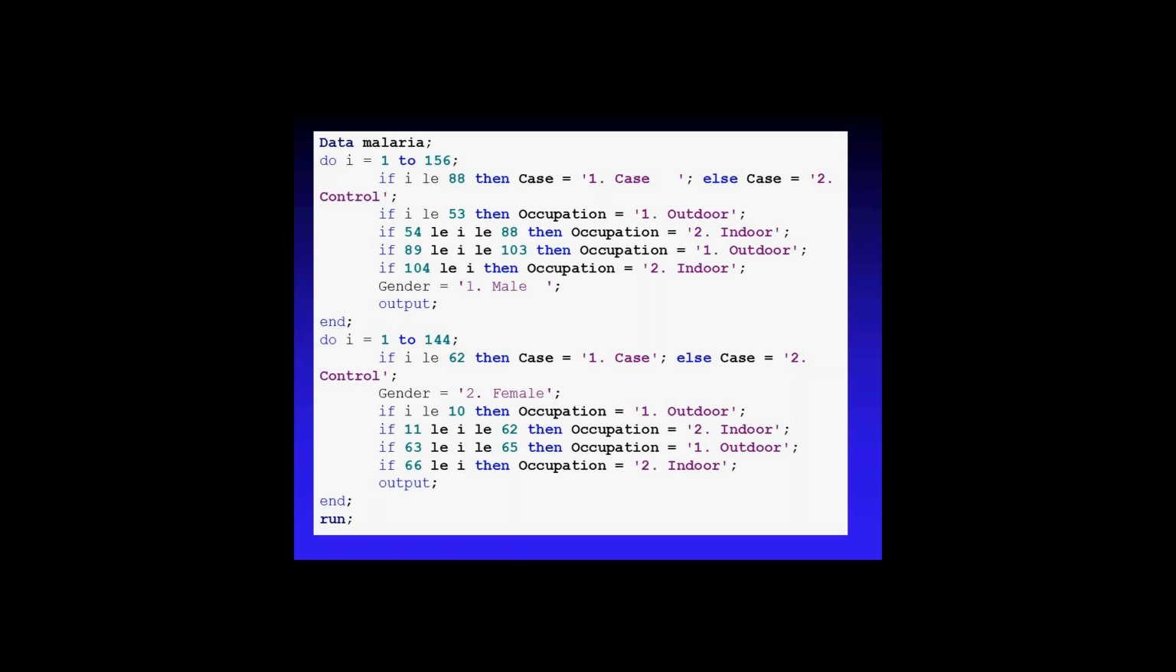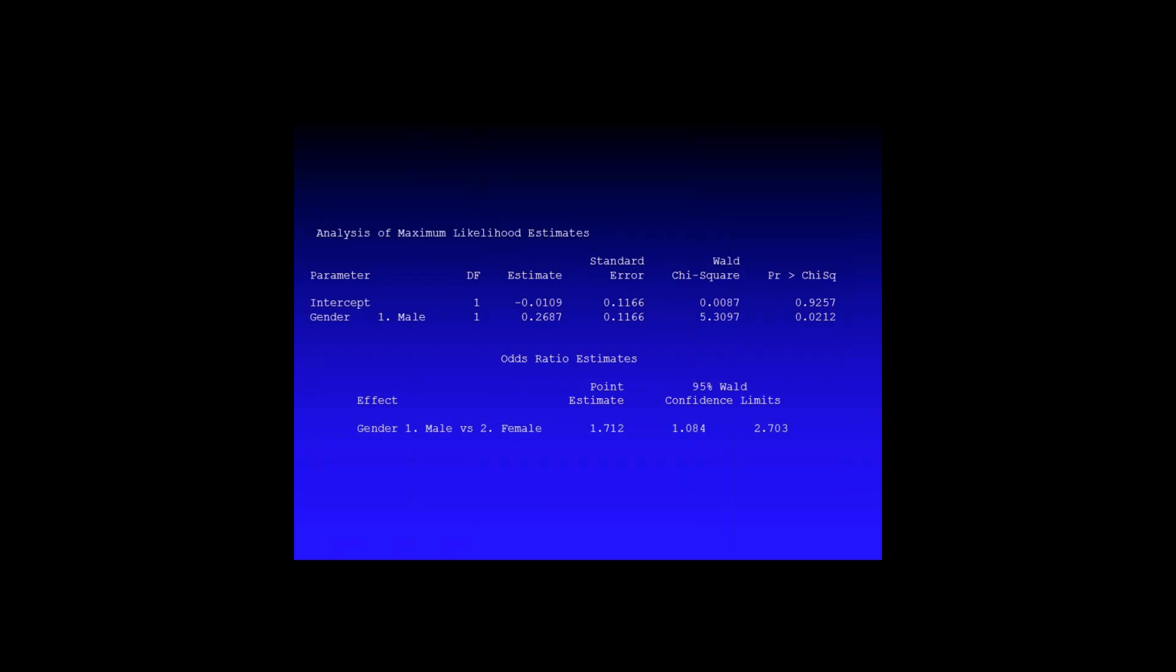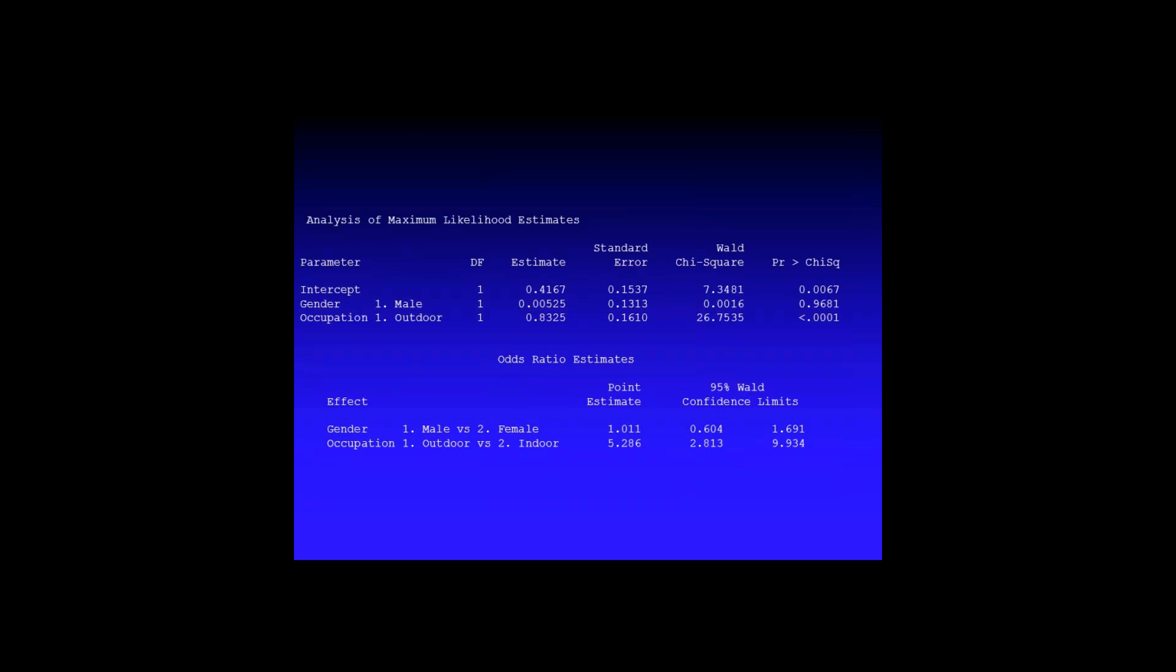Now you can also do this in SAS. When you get these slides, if you have SAS, you can open it up and copy this bit of code. It's actually a text box. You can run this code, and it produces the same thing that we saw before. And then I went in and did the crude association. That's at 1.71, significant, 1.08 to 2.70. Oh crap, mosquitoes like biting males. Oh no, wait, it's just because males work outdoor.